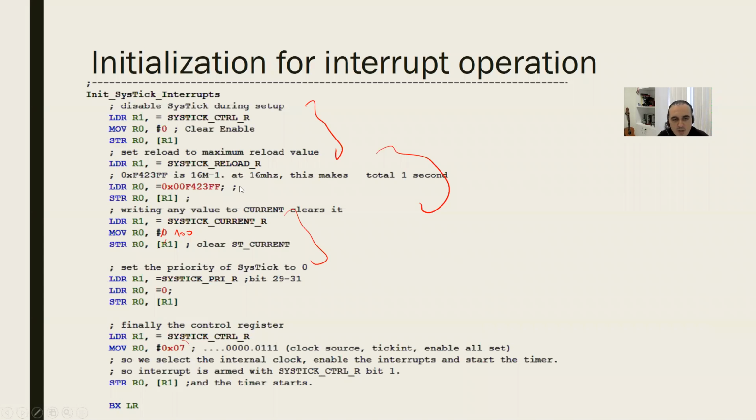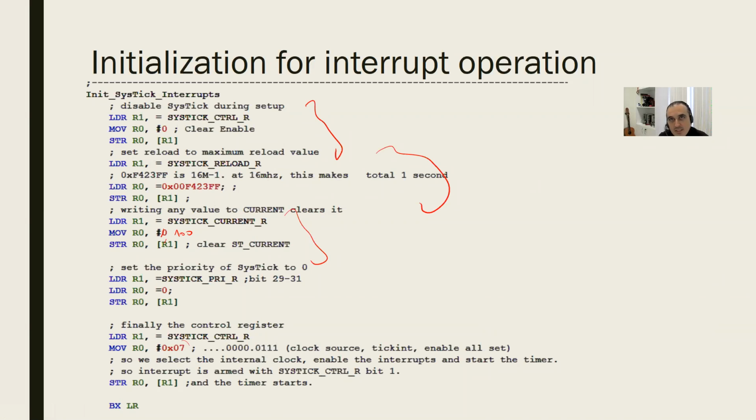Well, it doesn't matter. I'm making it something. 16 million. If I make it 16 million, the cycle will be n plus 1, which will be 16 million. So the timer will tick every 1 second. That's why.